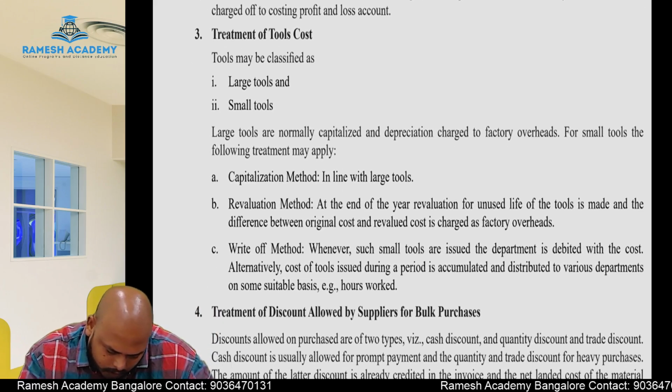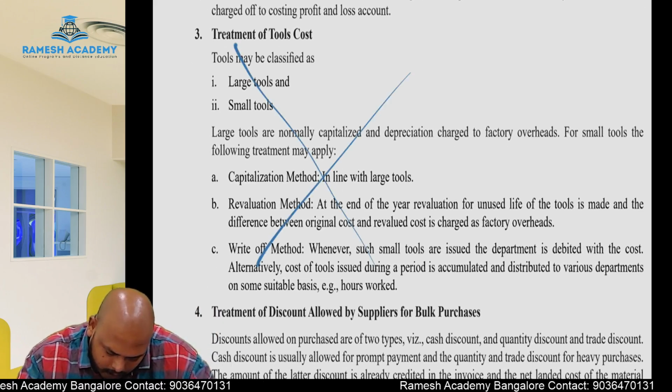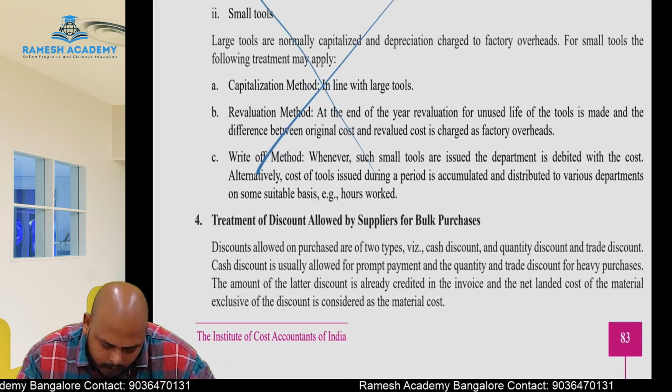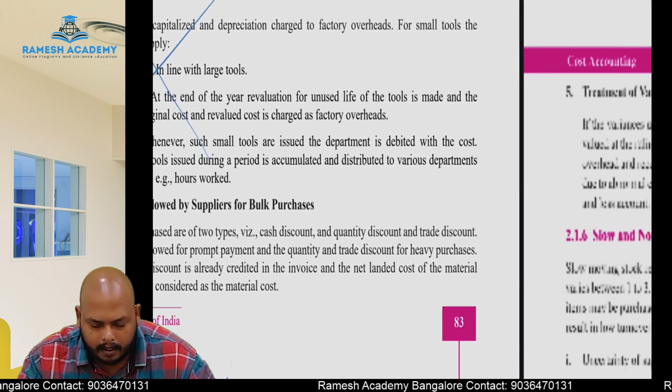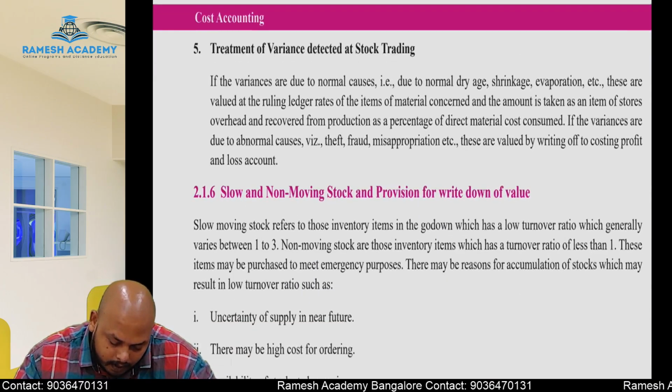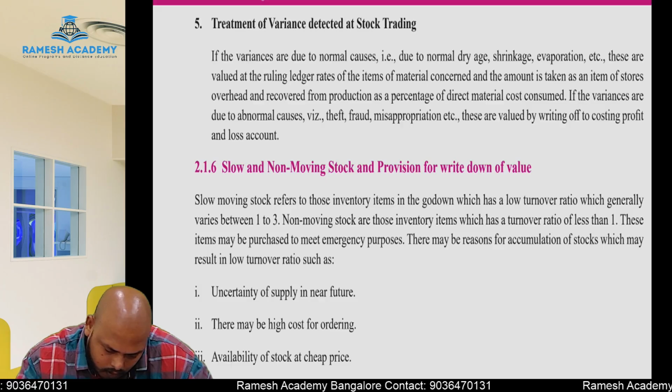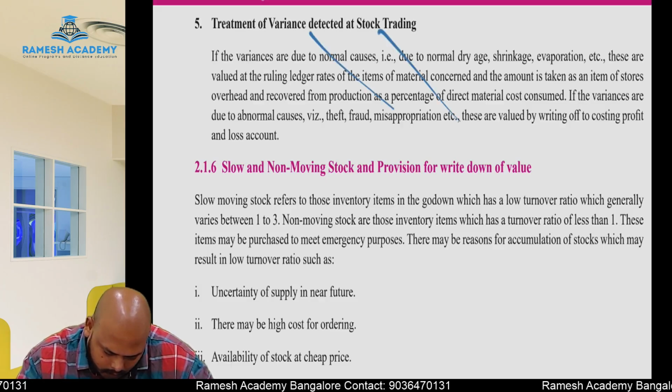Treatment of tools cost, this is not required. Capitalization, revaluation and all. Next, treatment of discount, we already discussed. Trade discount and cash discount we have already discussed. This also does not require treatment.